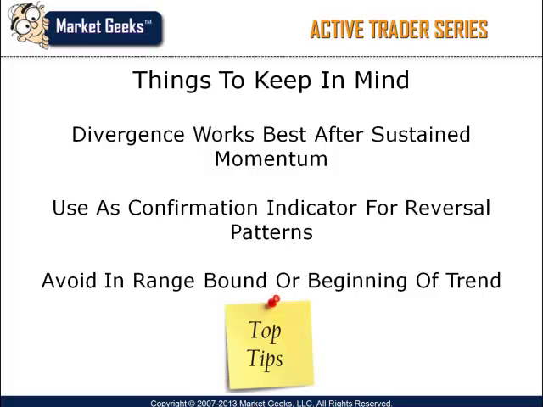Divergence analysis is another way to utilize the MACD indicator. Keep in mind that divergence only works after a sustained trend coming to an end and exhibiting strong momentum in one direction. It does not work in range-bound and choppy markets. Also, MACD divergence works well as a confirmation indicator for other reversal patterns such as double tops and double bottoms. Avoid using the MACD divergence when trading range-bound patterns and when markets are just beginning to trend, because the MACD does not work well in those types of market environments.